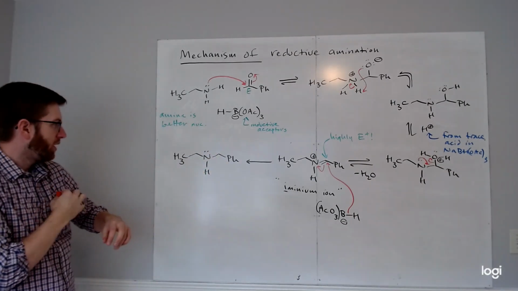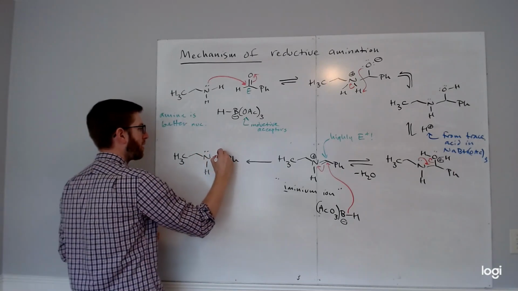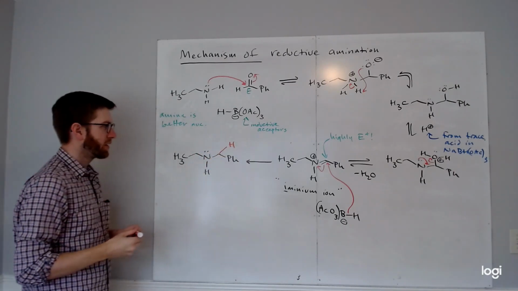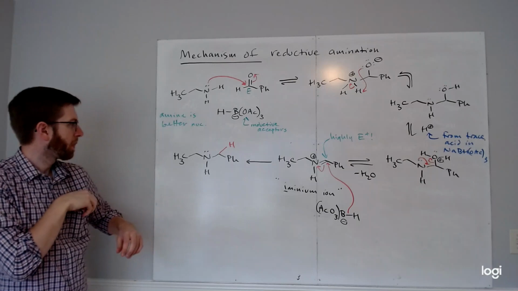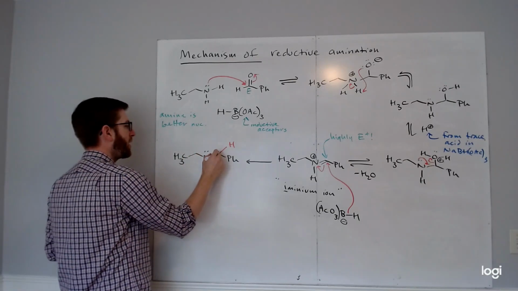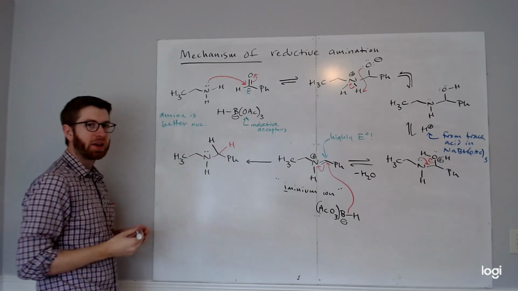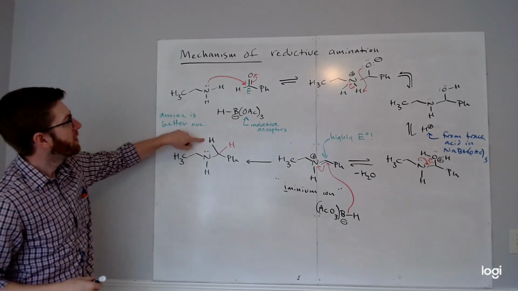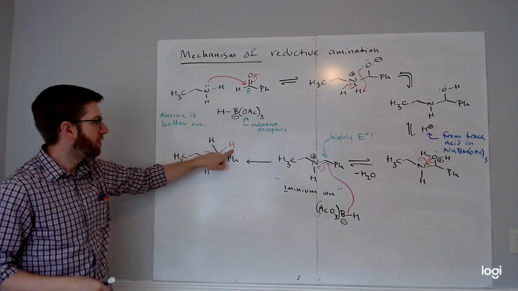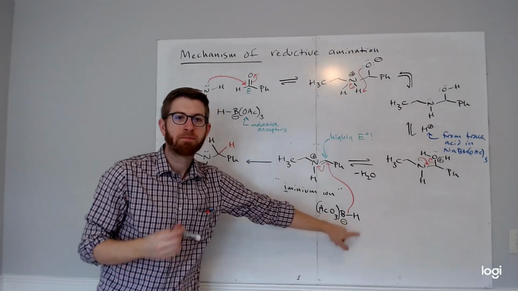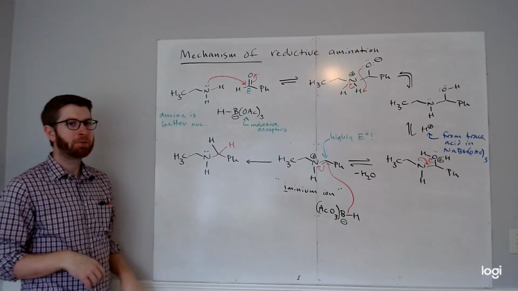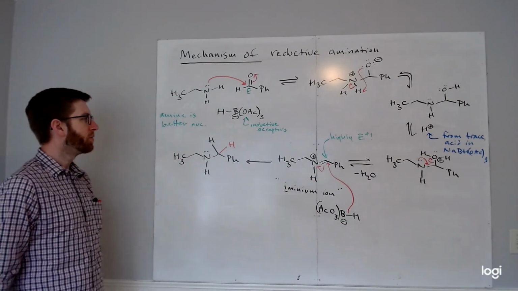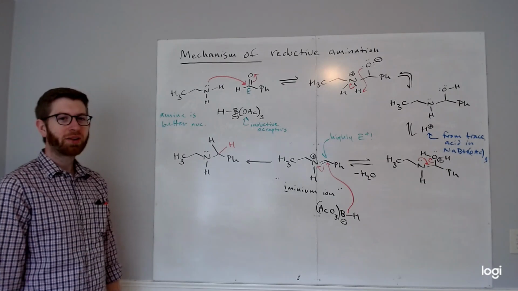And just to be clear which H we added, it's that one that comes from STAB. And then we had an H on this carbon the whole time from the aldehyde. So the one in black is from the aldehyde, the one in red is from the STAB. So this is our mechanism for reductive amination using sodium triacetoxyborohydride, or STAB.